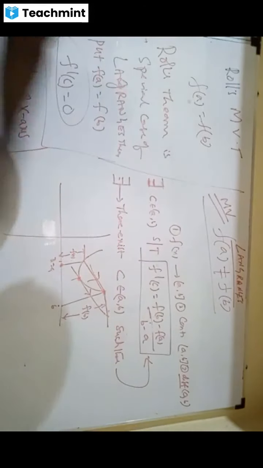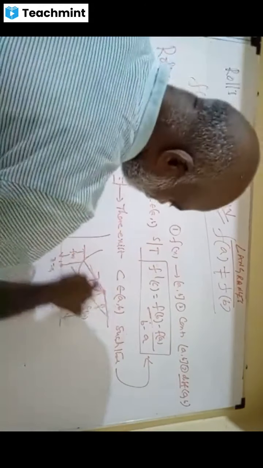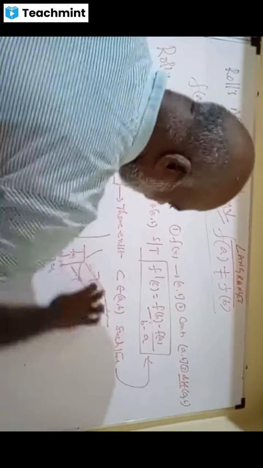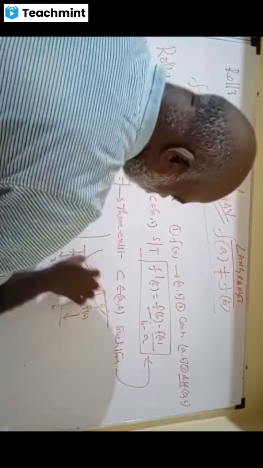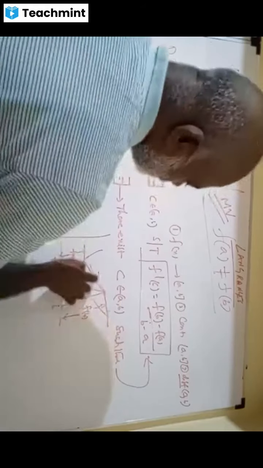Please write down this one. See, it is not parallel to the x-axis. Because f of A is small, f of B is bigger. Therefore, it will go slanted. The tangent is parallel to this one more.